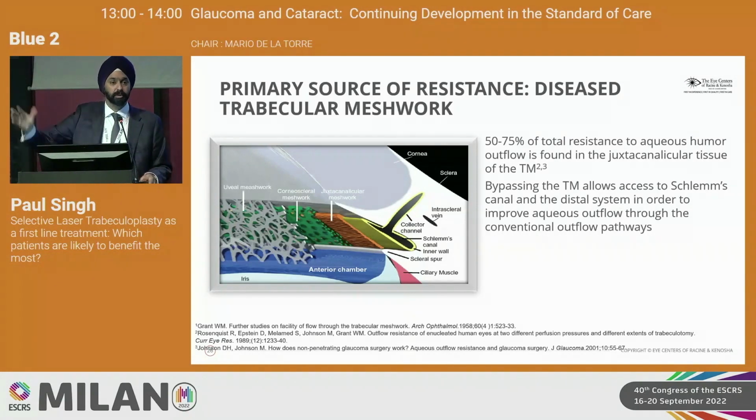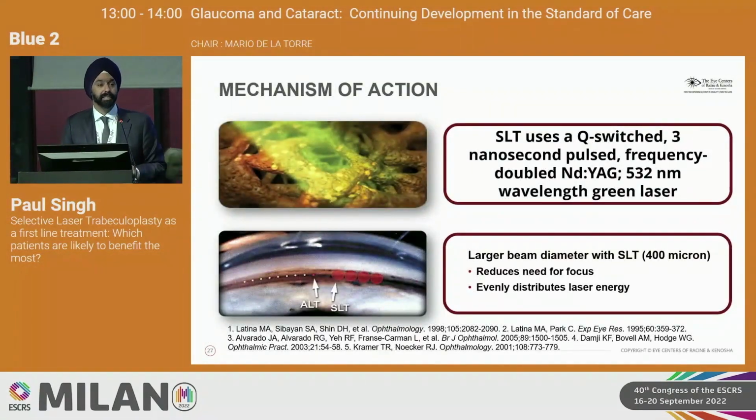Let's not just bypass it using drops to the uveoscleral pathway. If we can directly affect the TM, what can we do long term to affect the natural outflow? If we earlier address the TM blockage and more flow going into the canal, do we prevent the canal from further collapsing over time? These are things that we have to understand more. But this is what SLT does.